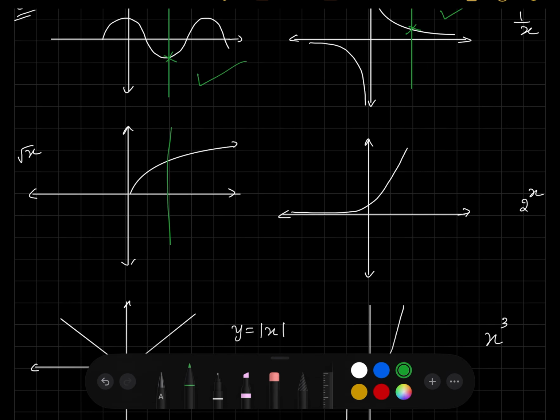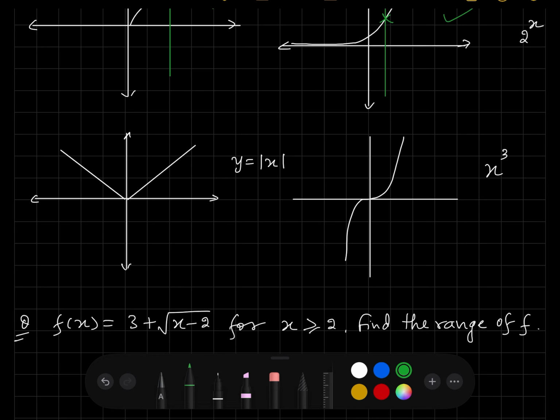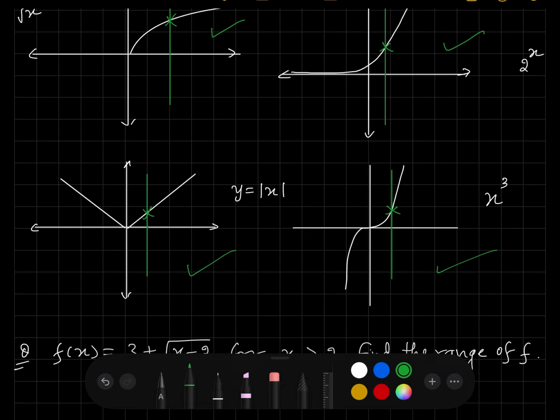Here this is the square root of x function. This is also a function, intersecting at just one point. One particular x value gives just one output. This is a 2 raised to x type of function. This is the absolute value function. Here also one input gives one output, so this is again a function. This is an x cubed function, again intersecting at one point only. So all these are functions.